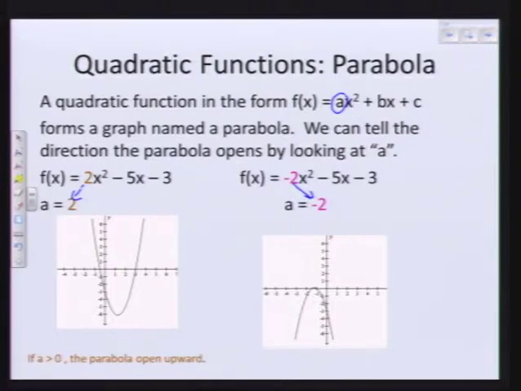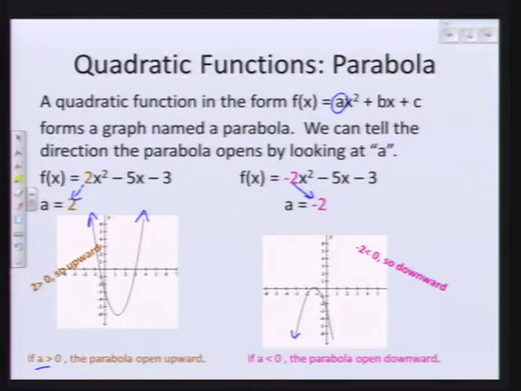We can determine the direction the parabola opens based on a. So if a is greater than 0, the parabola opens upward. That's what's happening in the first figure. For f of x is equal to 2x squared minus 5x minus 3, this parabola is opening upward because a is in fact greater than 0, so 2 is greater than 0. On the second graph of f of x is equal to -2x squared minus 5x minus 3, with a being -2, since a is less than 0, the parabola will open downward.